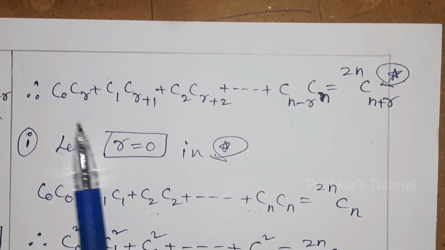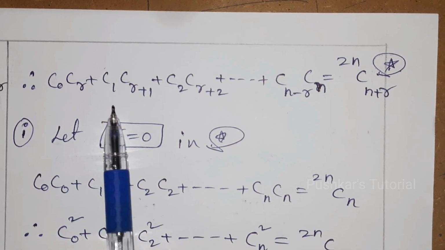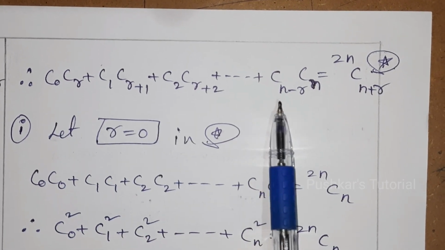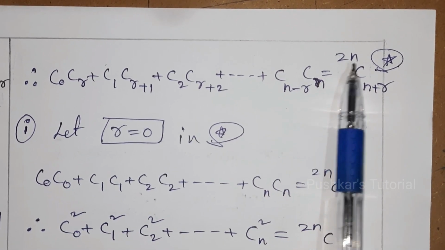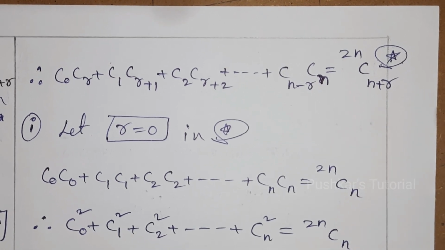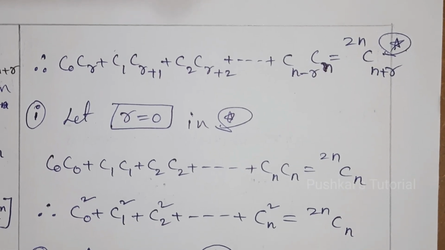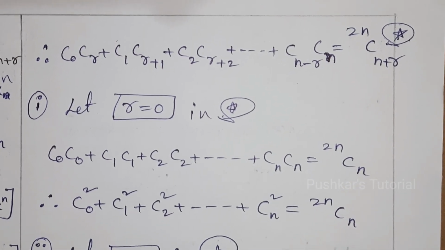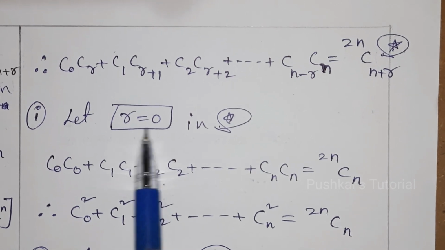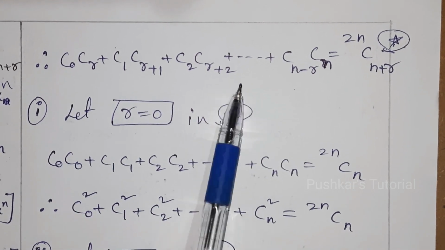Coefficients are equal now. So C0 CR plus C1 CR+1 plus and so on, Cn-R Cn is equal to 2n C n+R. Then we have to prove two bits. For the first bit, I am taking R value equal to 0. What will be the formula here?